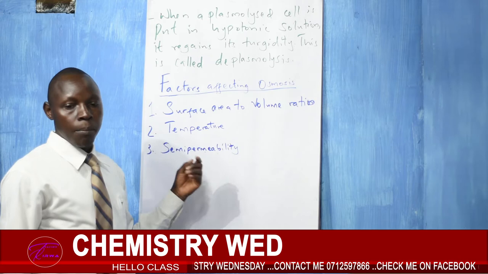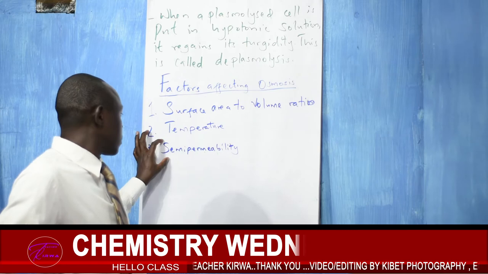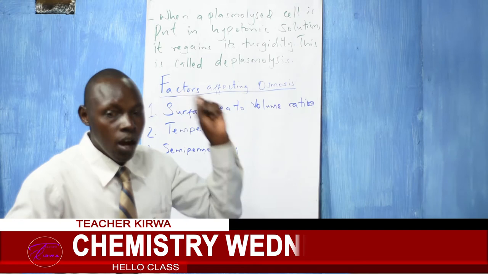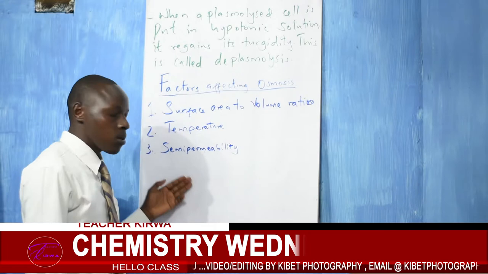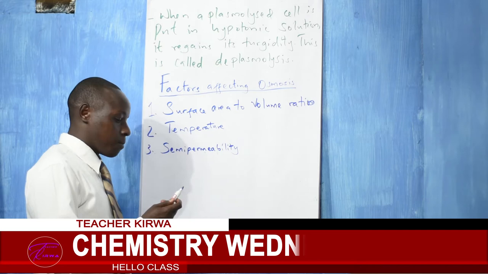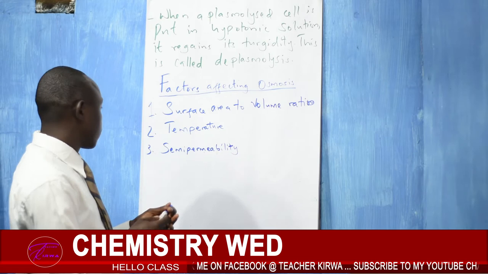So if the temperatures are too high, the enzymes will be denatured. And when enzymes are denatured, the semi-permeability of the membrane is interfered with, and therefore it lowers the rate of osmosis. We also have thickness of membrane and others. So those are some of the factors that affect the rate of osmosis.